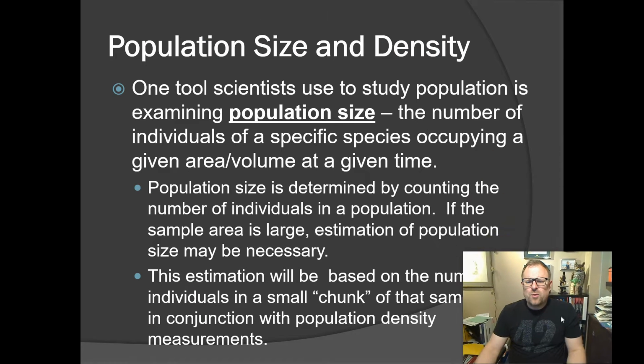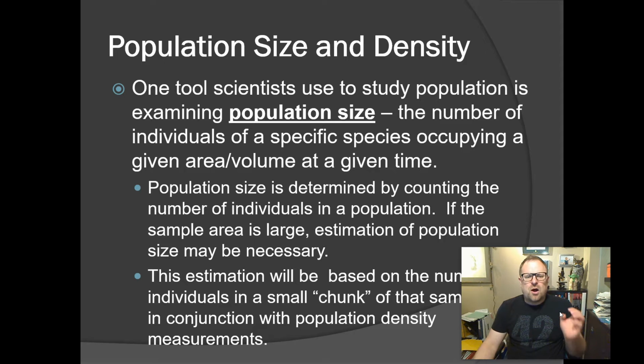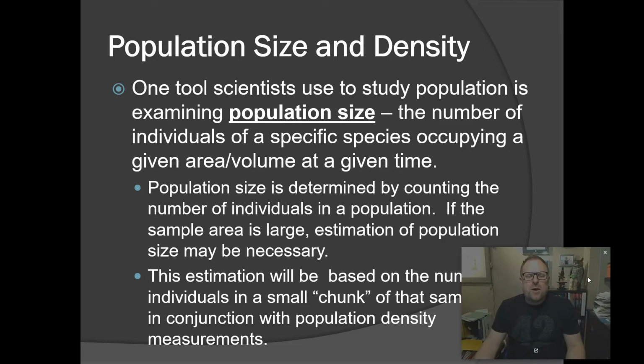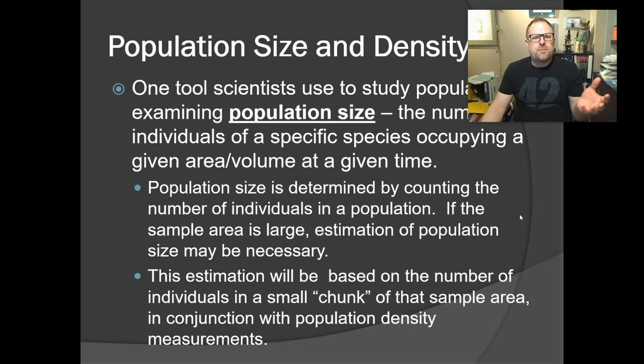So one tool scientists use to study populations is examining the size of the population, the number of individuals of a given species occupying a given area or volume. And I say volume here because there are organisms that don't occupy the surface of the earth, right? They occupy the water or something along those lines. So at a given time. Okay, so population size is very easily determined by counting the number of individuals in a population.